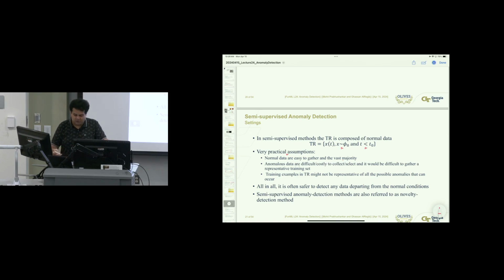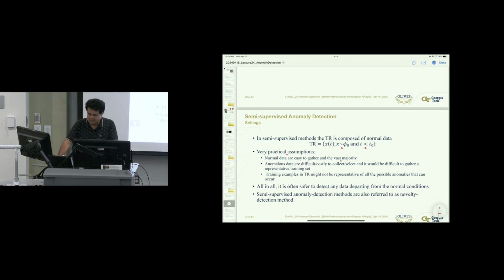So this is probably one of the most practical settings, and probably the one we'll essentially be discussing whenever we talk about anomaly detection, which is the semi-supervised anomaly detection setting. Again, anomalous data is very difficult, costly, and sometimes impossible to collect. Any pre-2019 data sets will never have COVID-19 because it did not exist. So it's impossible to collect such anomalous data.